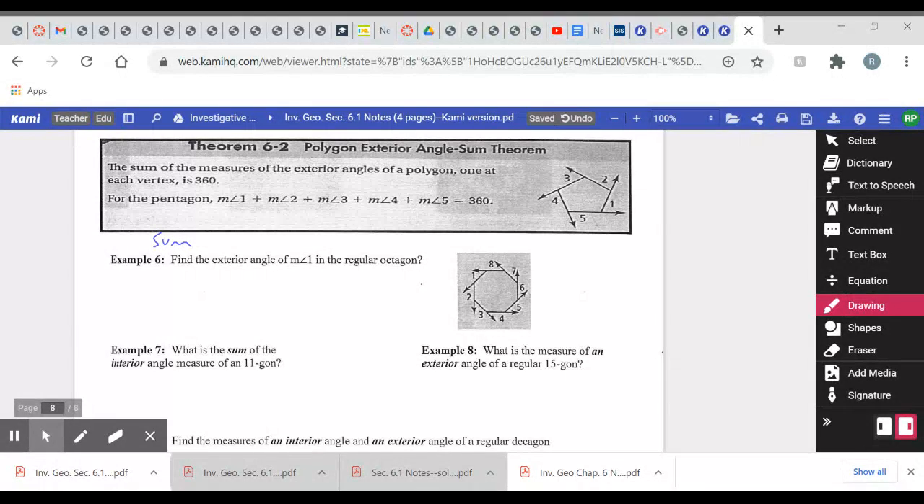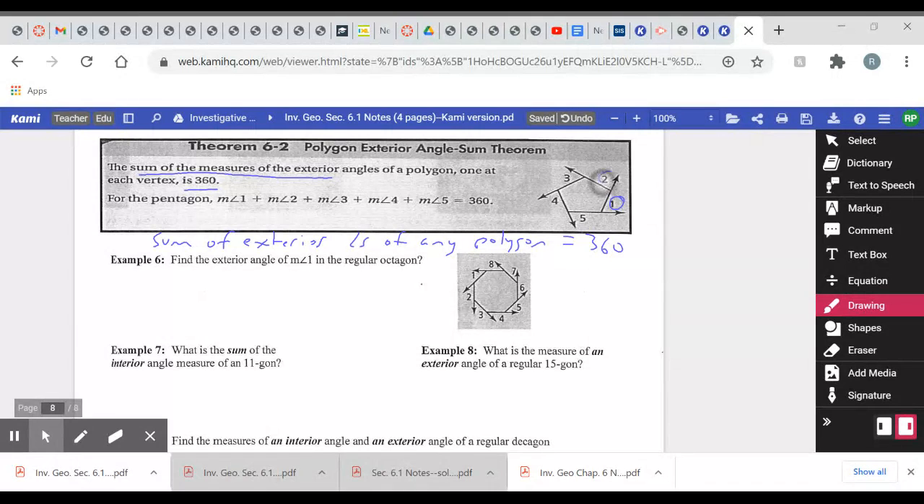sum of exterior angles of any polygon equals 360. That's basically what it's saying here, but I want to make sure you realize it's any polygon. It doesn't matter if it's a triangle or a quadrilateral or a pentagon or a hexagon or whatever. Remember, an exterior angle is formed if you extend out one of the sides.